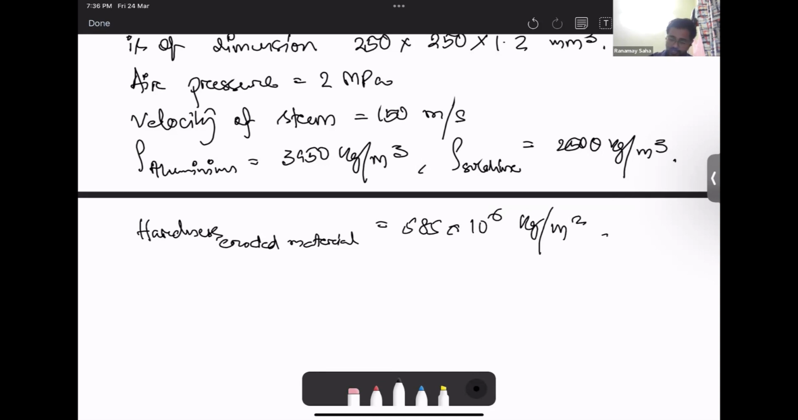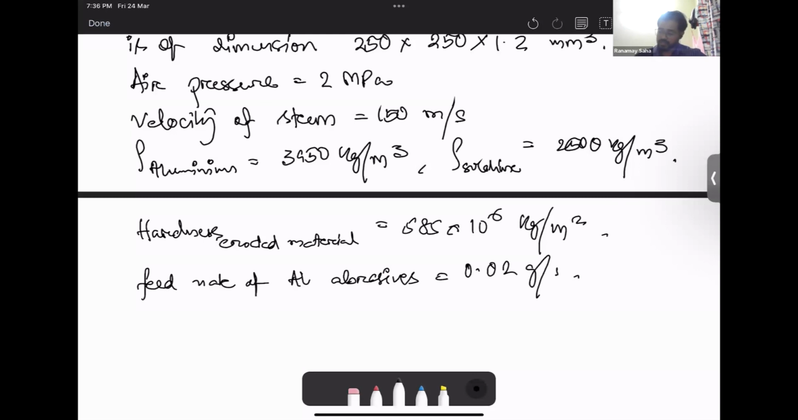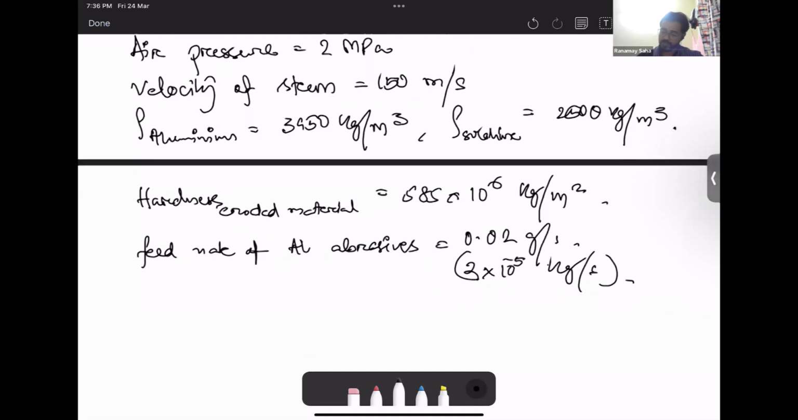Okay. And then the feed rate of aluminum abrasives be given as 0.02 gram per second. Okay. You can convert this to kg per second. It would come up to be 2 into 10 raised to the power -5 kg per second.